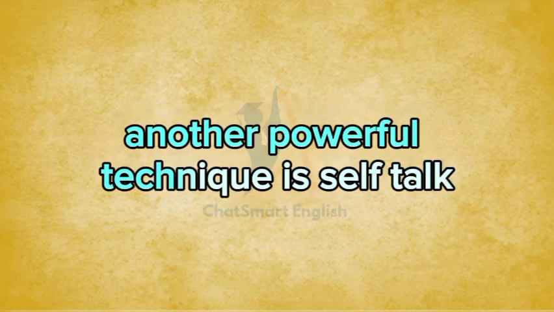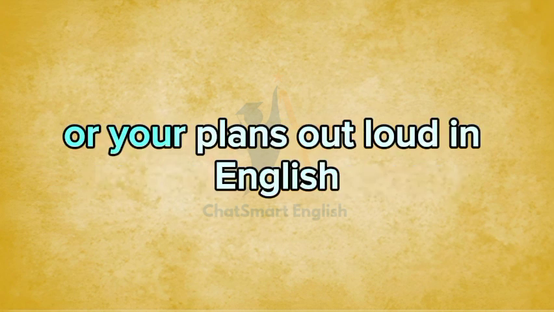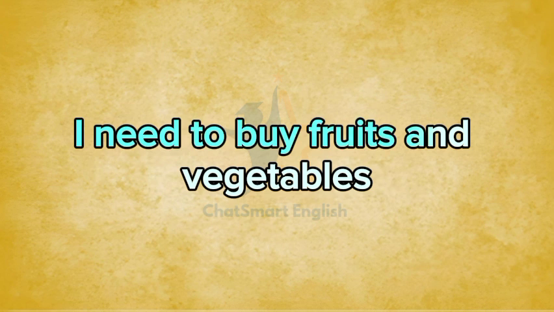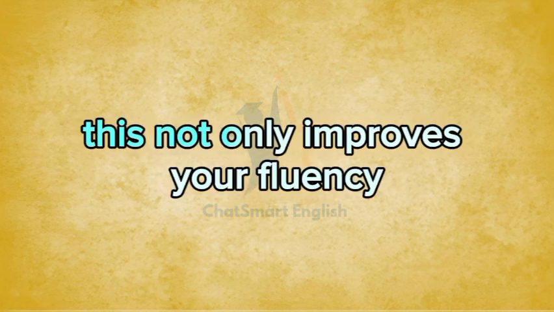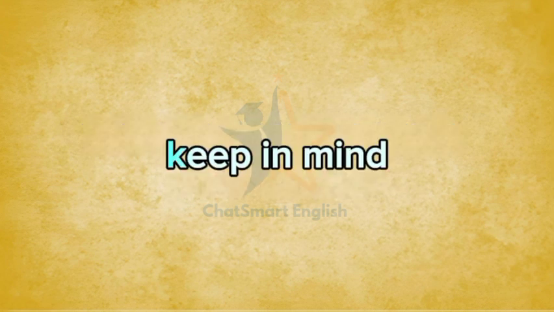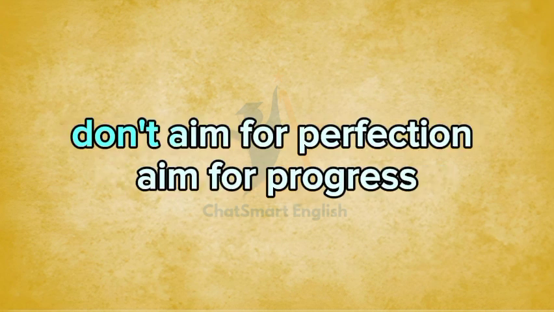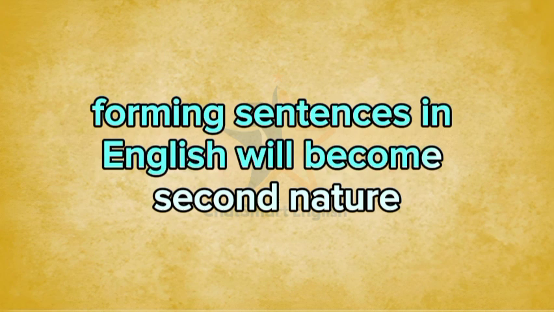Another powerful technique is self-talk. Stand in front of a mirror and describe your day or your plans out loud in English. For example, today I will go to the market. I need to buy fruits and vegetables. After that, I will read a book. This not only improves your fluency, but also boosts your confidence. Keep in mind that mistakes are part of the learning process. Don't aim for perfection. Aim for progress. Over time, forming sentences in English will become second nature.